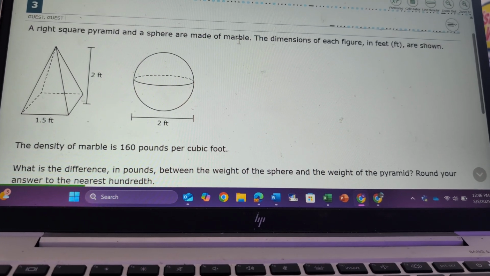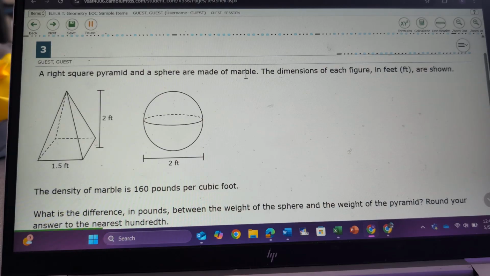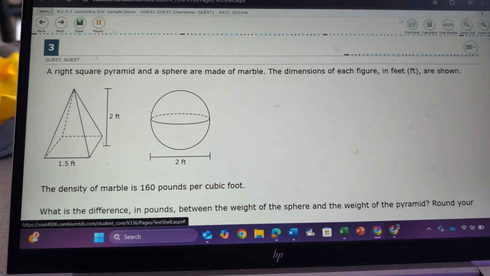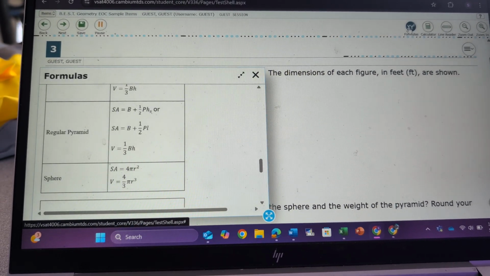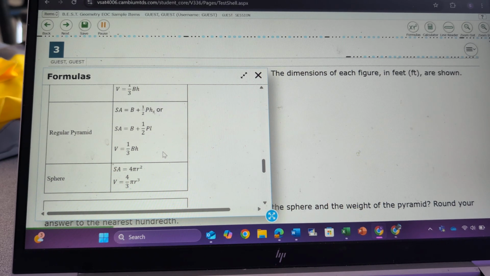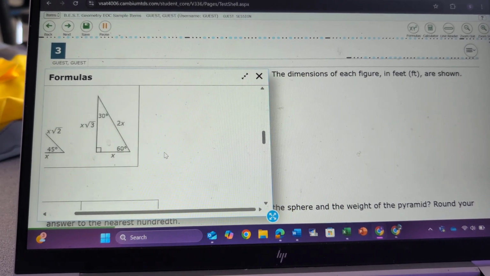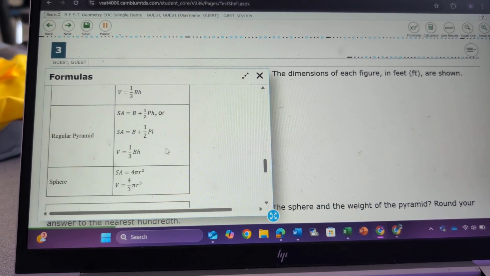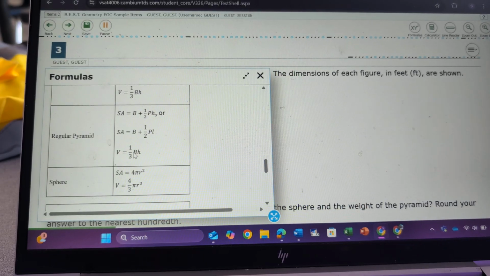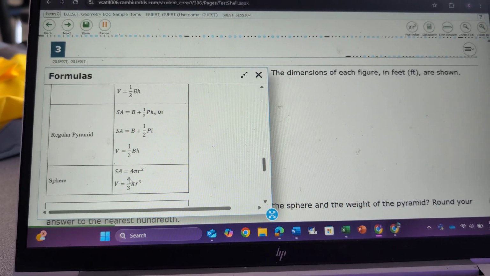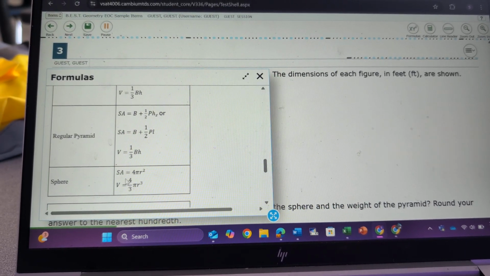First things first, if you do not have these formulas memorized for volume, come up here to your formula sheet. I know at my school we do hand out the formula sheets during testing, and you have them up in the computer. A regular pyramid is 1/3 base times height. Sphere, 4/3 pi r cubed.